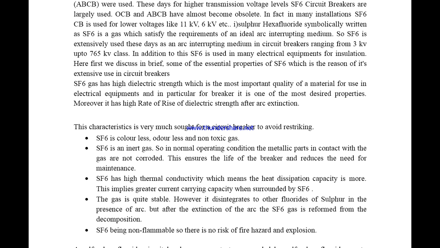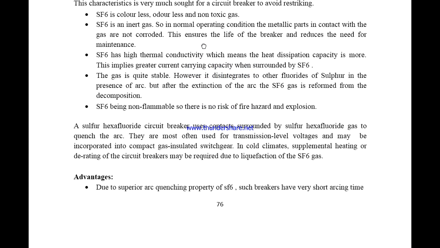Moreover, the RRRV value, or the rate of rise of dielectric strength after the arc extinction, is very high. This characteristic is very much sought for a circuit breaker to avoid restriking. The advantages of SF6 are that it is a colorless, odorless, non-toxic gas. It's an inert gas, so under normal operating conditions, the metal parts in contact with the gas will not get corroded. This ensures the life of the breaker and reduces the need for maintenance. Also, SF6 has a high thermal conductivity, which means high dissipation capacity, and the gas is quite stable. It is non-flammable, so there is no risk of any fire hazard and explosion.